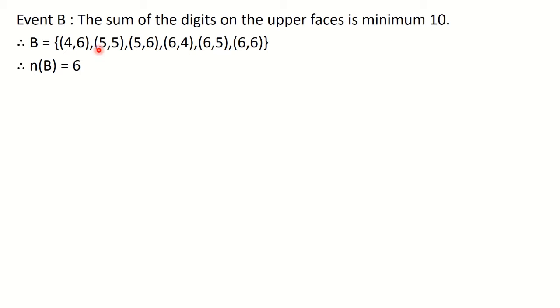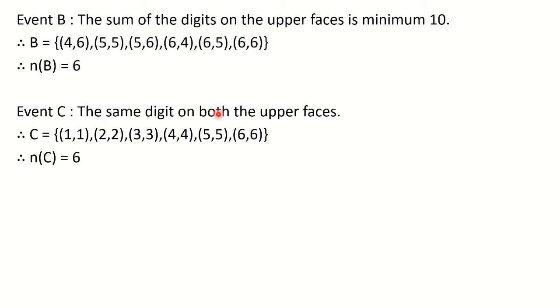You will get the first element in the fourth line, the last element 4, 6. The sum is 10. Then in the fifth line you will get two elements, 5, 5 and 5, 6, because the sums are 10 and 11 respectively. And in the last line you will get 3 elements, 6, 4, 6, 5 and 6, 6, where the sums are 10, 11 and 12 respectively. So again the number of sample points is 6. Write this down.